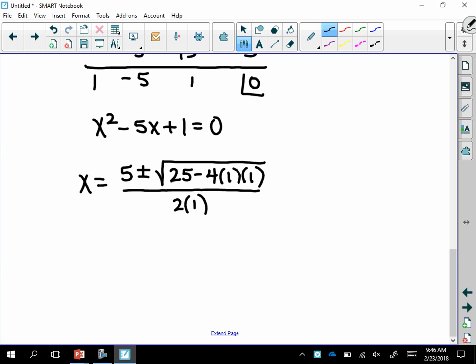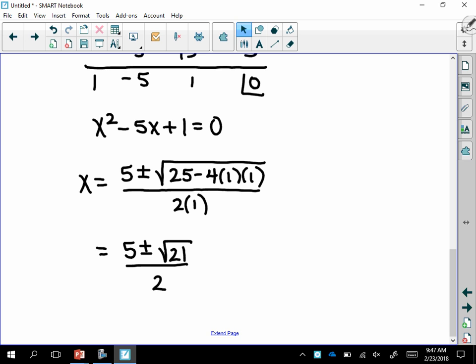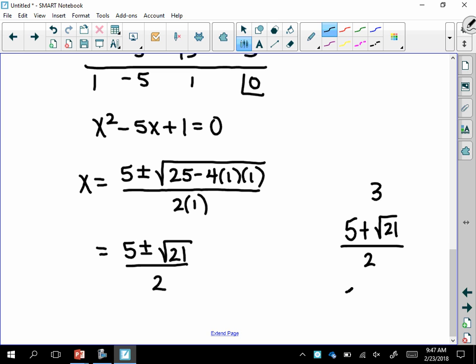What do we get for our discriminant? 21. And so we have all of our solutions. How many solutions do we have? 3. Okay. 3 was the solution that they gave us. We have 3 as a solution. We have 5 plus the square root of 21 over 2 as a solution. And then 5 minus the square root of 21 over 2 as a solution.